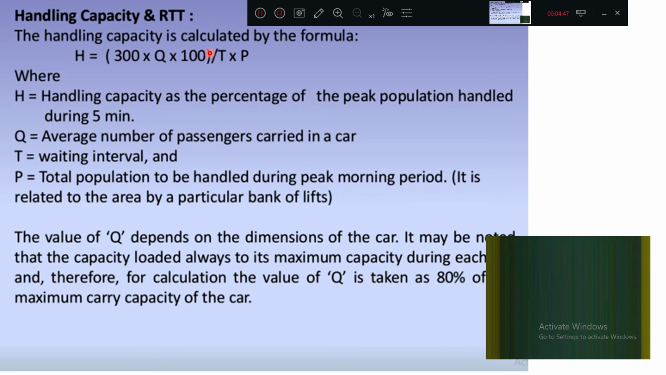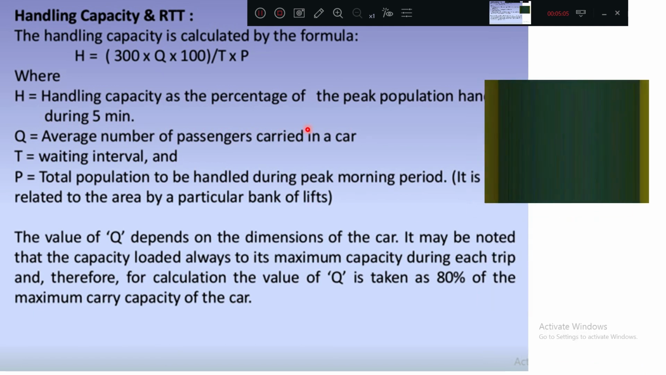T is what? Here T is there, no? T is the waiting interval, 20 seconds, 30 seconds, okay, like that. What is this P? Total population to be handled during the peak morning period. Total population, okay, it is related to the area by particular bank of lift. Okay, so here the Q, what is this Q? Average number of passengers. So the Q depends upon dimensions of the car.